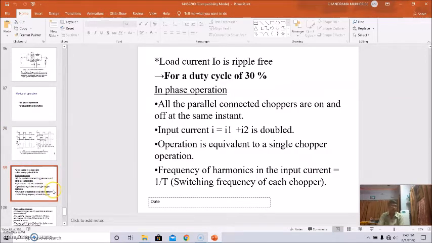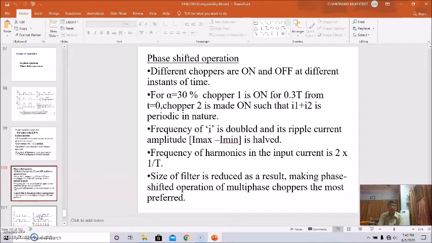The input current equal to I1 plus I2 is doubled. The operation is equivalent to a single chopper operation, and the frequency of the harmonic in the input current equals 1 by T, which is nothing but the switching frequency of each chopper. And for phase-shifted operation, different choppers are on and off at different instants of time.